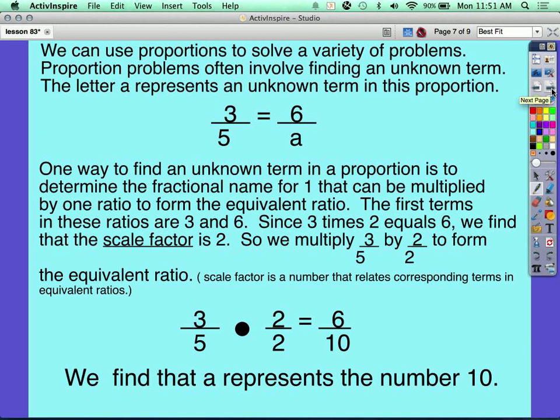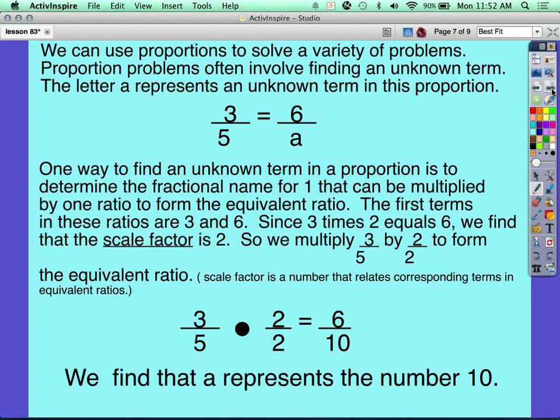We can use proportions to solve a variety of problems. Proportion problems often involve finding an unknown term. The letter A represents an unknown term in this proportion. So 3 is to 5 as 6 is to A. One way to find an unknown term in a proportion is to determine the fractional name for 1 that can be multiplied by 1 ratio to form the equivalent ratio. The first terms in these ratios are 3 and 6. So we know that 3 times 2 is 6. We find out that our scale factor, what we're multiplying by, is 2. So we multiply 3/5 by 2/2 to form the equivalent ratio.